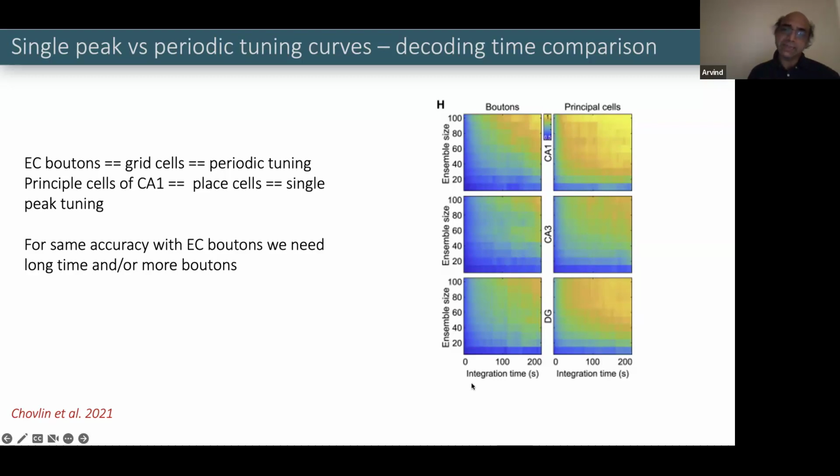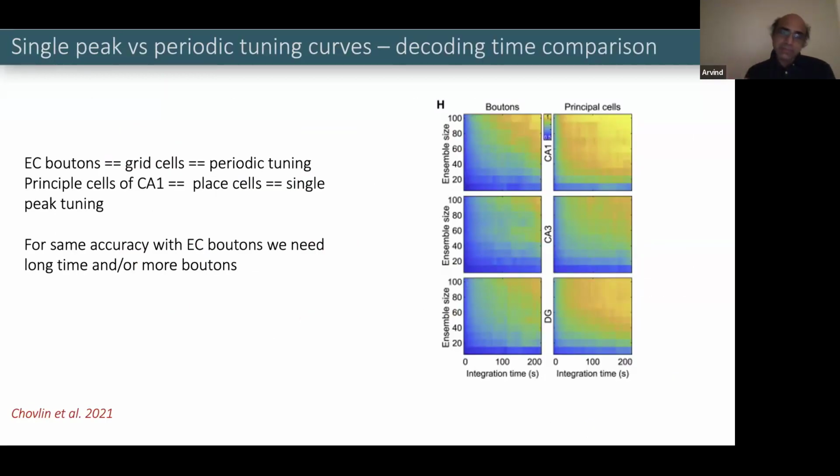And what they ask is that the color is the accuracy, how good it is. This is how much time you need. This is the number of boutons or number of cells you need. So if we compare these two columns for the same accuracy, actually you are doing much better with neurons than with boutons. There are tons of caveats with this comparison, because boutons and this is calcium imaging. There are all kinds of other issues, but at least there's a suggestion in the right direction that periodic tuning needs more neurons and more time to get to the same accuracy.